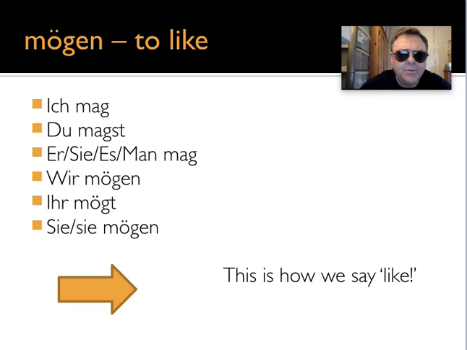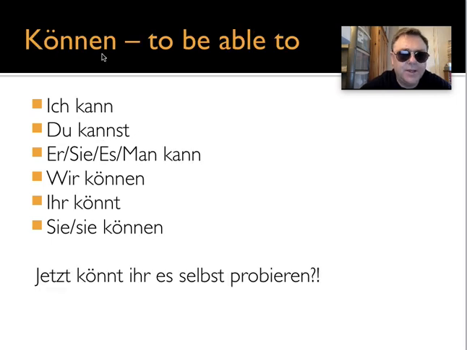Then we go on to mögen, to like. Yeah, ich mag, I like. Du magst, you like. Er mag, he likes. Sie mag, she likes. Es mag, it likes. Man mag, one likes. Wir mögen, we like. Ihr mögt, you lot over there who are friends like. And Sie mögen, the posh version, you like. Sie mögen, they like.